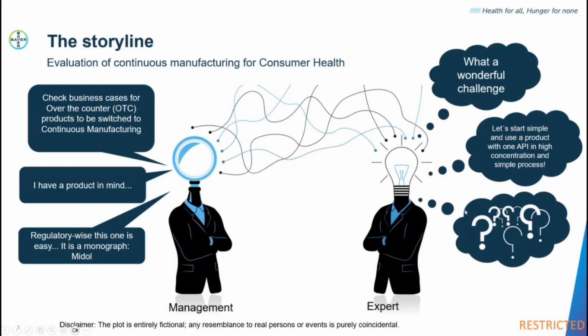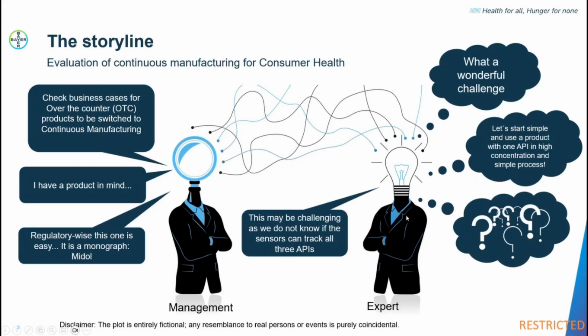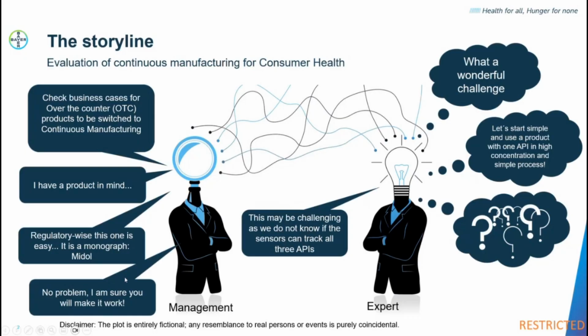And you as an expert think, what? But you say, nah, can be challenging as we do not know if the census can track all three APIs. But management is convinced, no problem, I'm sure you will make it work. As a disclaimer, the plot is entirely fictional. Any resemblance to real persons or events is purely coincidental.